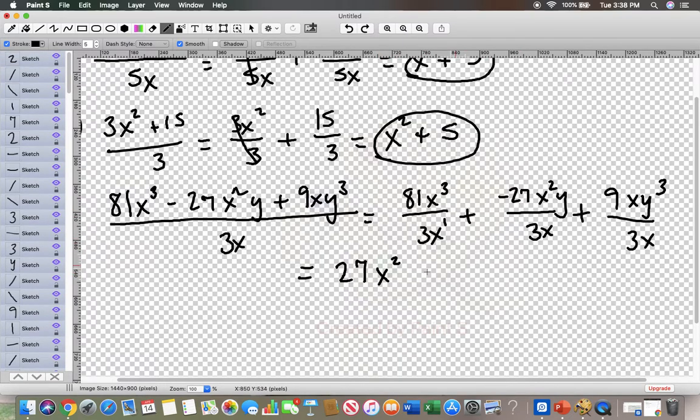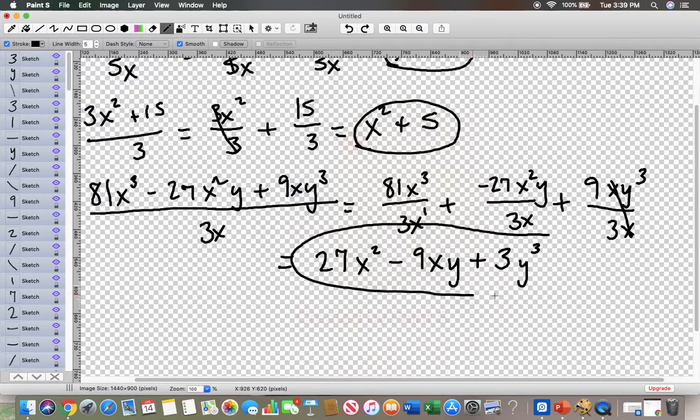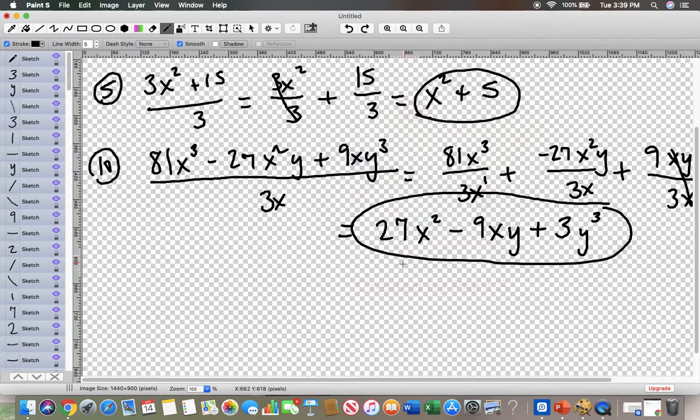Negative 27 divided by 3, that's a negative 9. x squared divided by x, 2 minus 1 is just x, and then I don't have any y's to cancel out. 9 divided by 3, that's positive 3. x divided by x is 1, so I'm just left with y cubed. I don't have any like terms. This is my final polynomial.